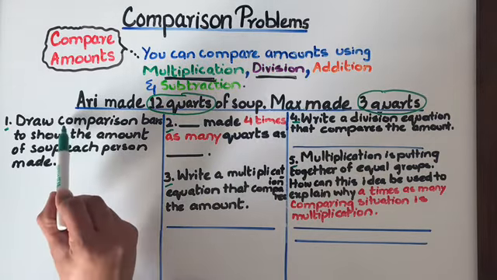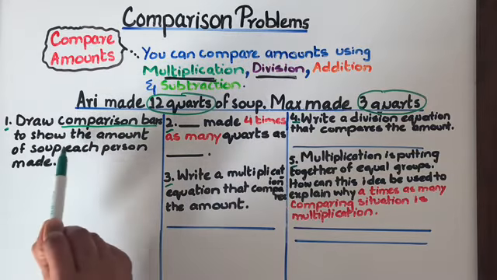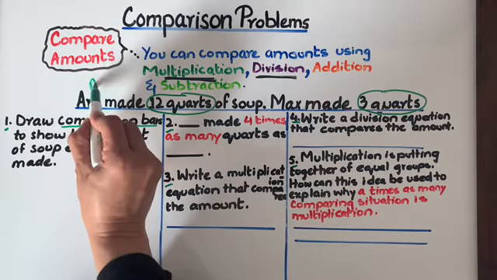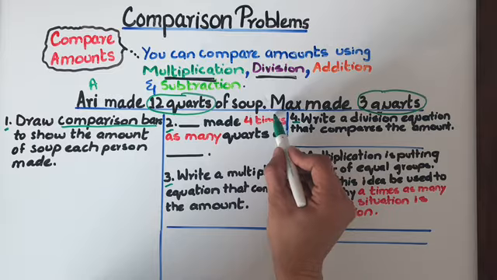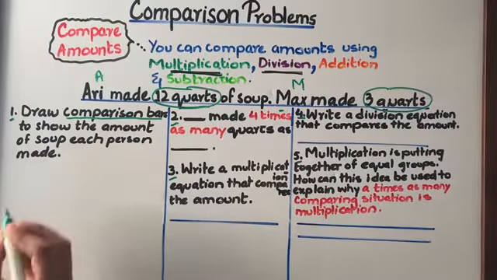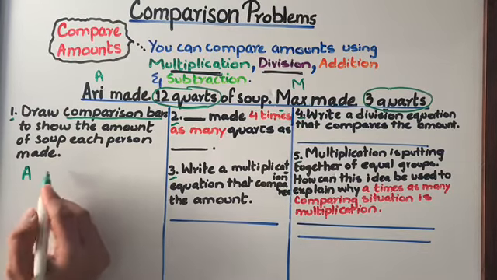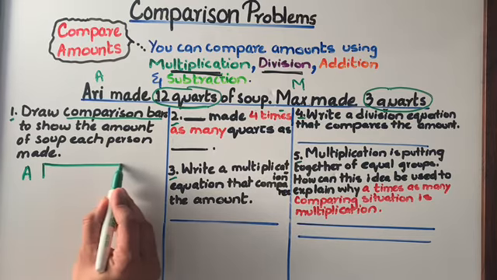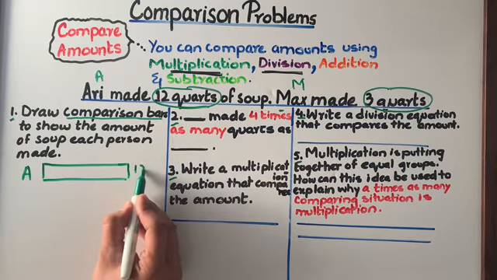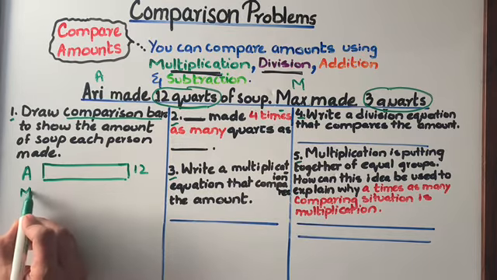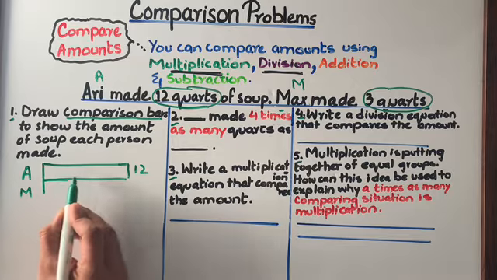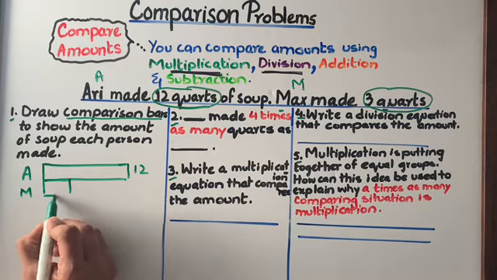Draw comparison bars. So we have to draw comparison bars to show the amount of soup each person made. Here I'm going to use E for Eddie and M for Max. Eddie made 12 quarts of soup. So I'm going to draw a big bar for Eddie because she made more soup as compared to Max. Max made 3 quarts. So I'm gonna draw another bar for Max and he made 3 quarts.